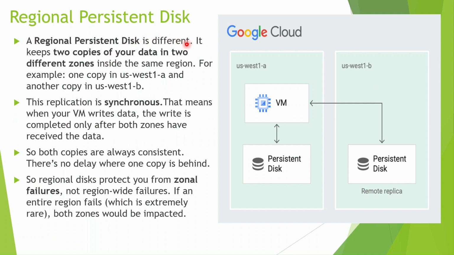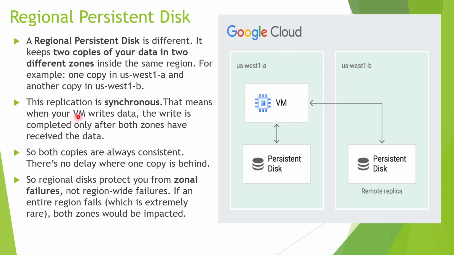Now let's see what a regional persistent disk is. In the diagram we can see we have a VM with one disk and a remote replica. You have to choose where you want to create the VM and where you want to create the replica. A regional persistent disk is different: it keeps two copies of data in two different zones inside the same region, for example US West A and US West B.